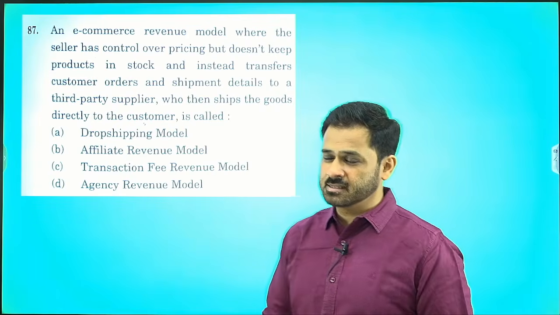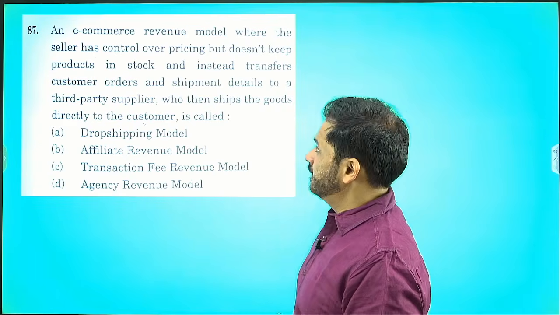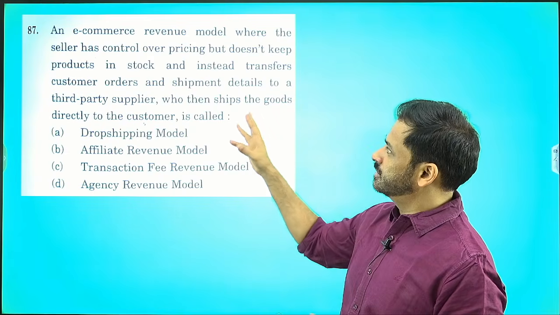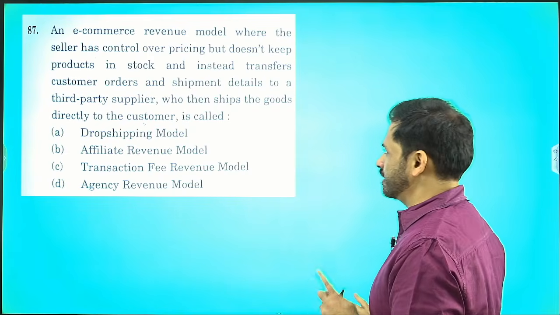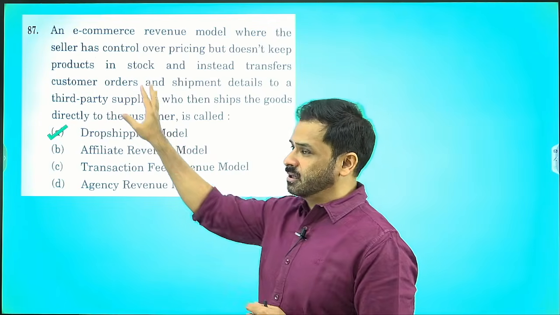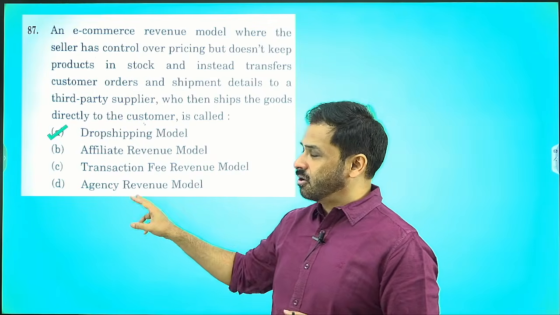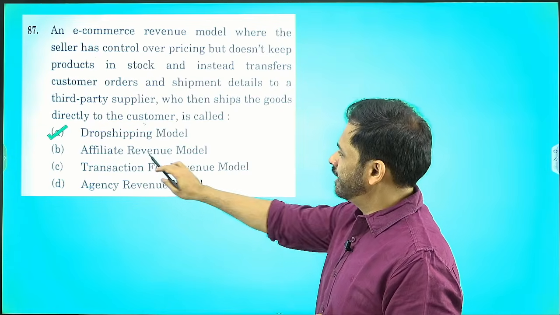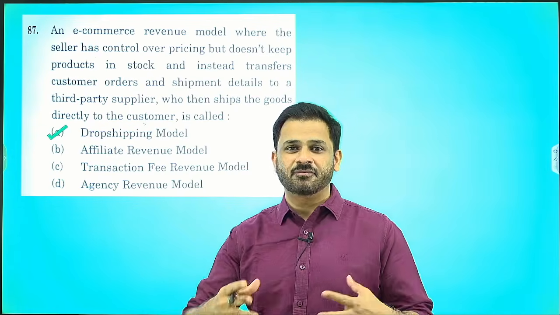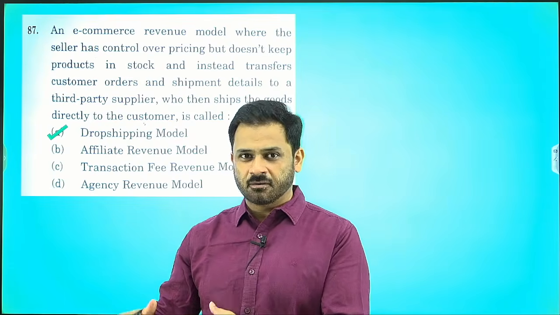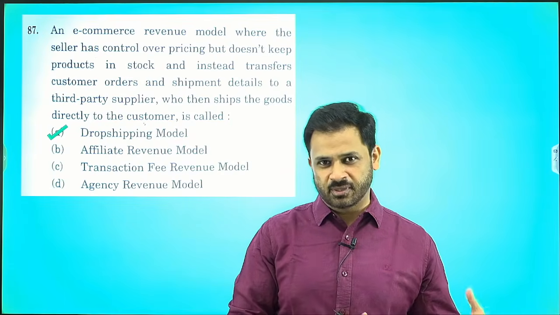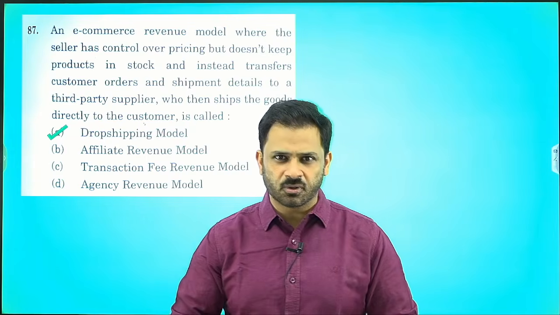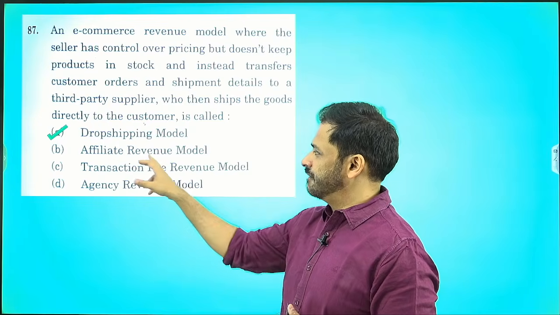In booklet series A, question number 87: an e-commerce revenue model where the seller has control over pricing but does not keep the product in stock and instead transfers. Now for this, the answer is the drop shipping model. It is very clear, but you need to know about all four different models of e-commerce revenue. In the affiliate revenue model, there is an affiliation between a particular entity and influencers. The influencers may help in selling the products and they get a commission out of whatever sale happens. That is what is called the affiliate revenue model.